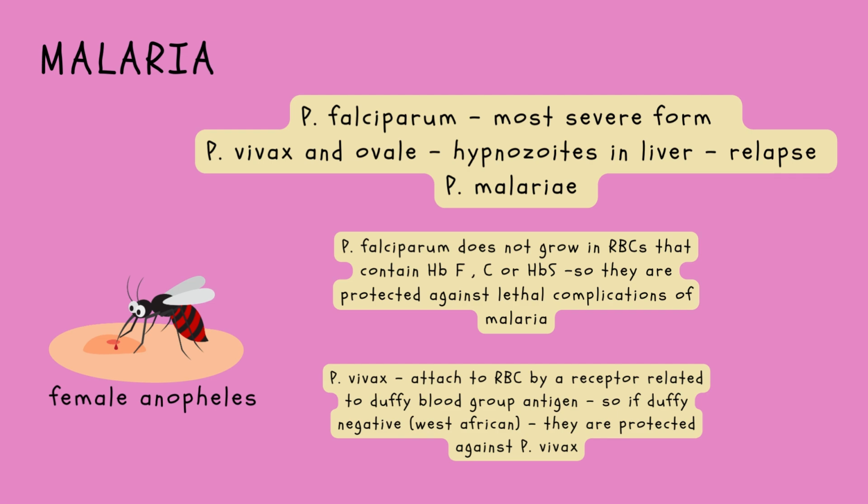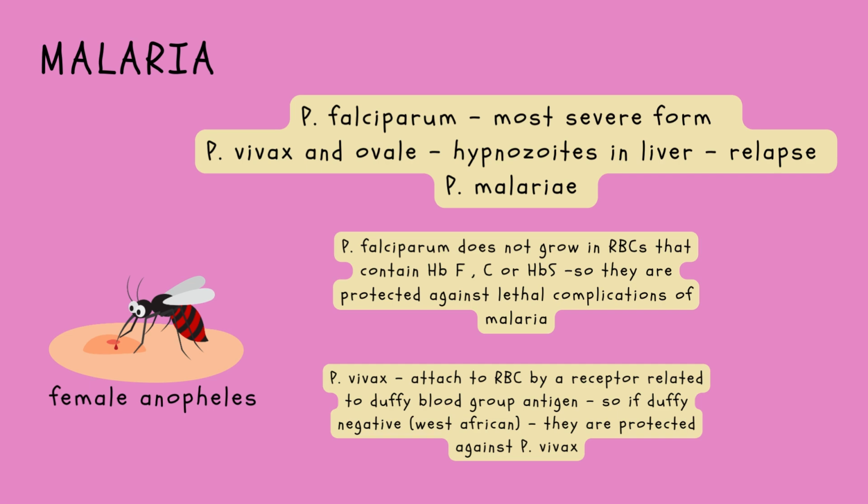There are four species: Plasmodium falciparum, Plasmodium vivax, Plasmodium ovale, and Plasmodium malariae. Plasmodium falciparum is the most severe form, which also causes cerebral malaria. But Plasmodium vivax and ovale can have a relapsing type of infection because they have hypnozoites in the liver. That is an additional stage which is not happening in the case of falciparum. So in the case of vivax and ovale, we can have a relapse of infection. And the vector is the female Anopheles mosquito.